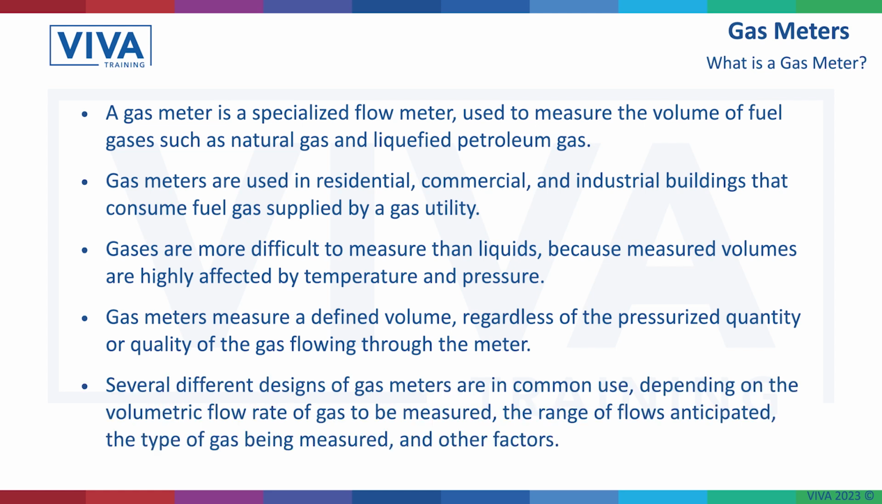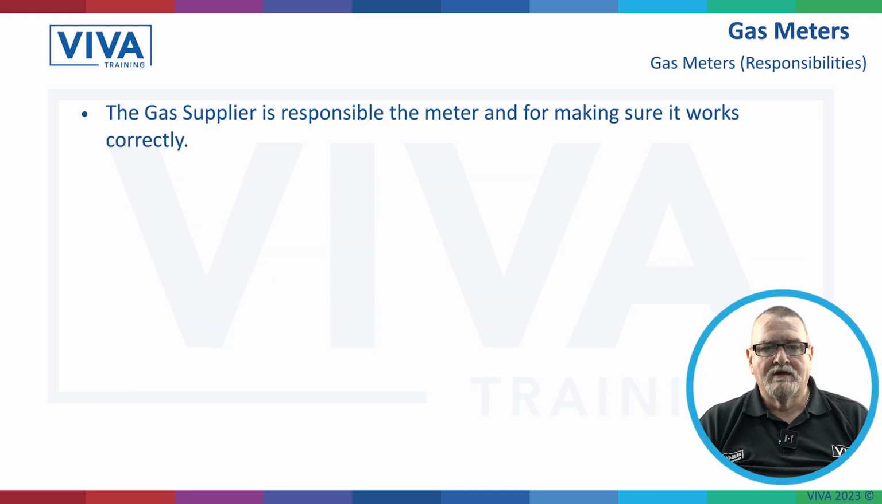So there are several different designs of gas meter in common use. Again, it depends on the volumetric flow rate of the gas to be measured and the range of flow rates anticipated. So in your domestic house, you'll have a smaller gas meter than in a factory that uses gas as part of the production. They've obviously got to use a lot more gas, so they'll have a meter capable of using and measuring that volume of gas that they're using.